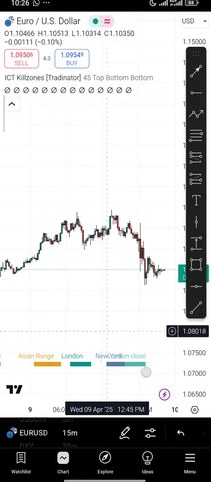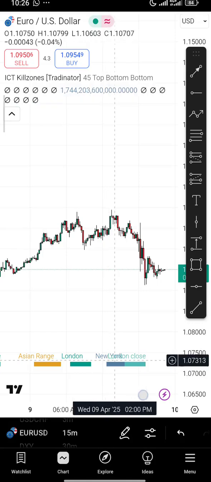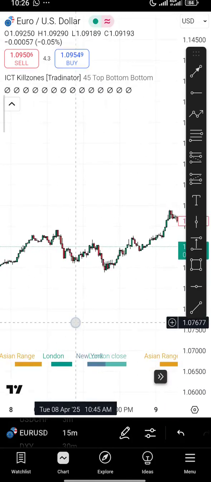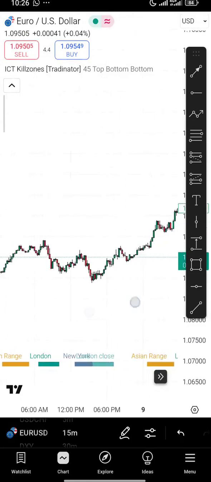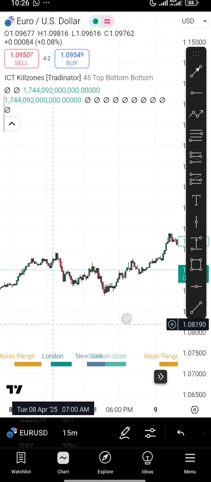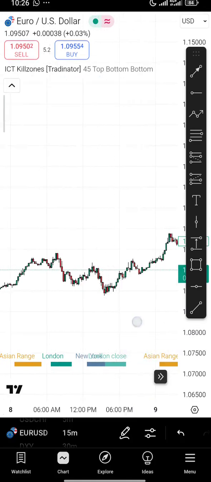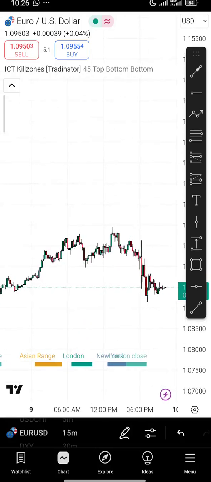So now this is Wednesday. See, this is Wednesday: Asian range, London range, New York range, and the London close range. It will be the same for Tuesday, the same for Monday, right? So my own intention as a day trader is to do what? Is to try to catch moves, maybe from the London Q zone to the New York close Q zone, and then I'm done, right? Depending on my target, depending on what I'm intending to get.